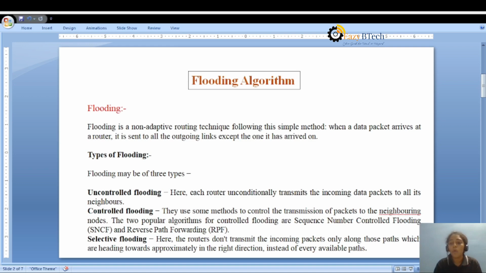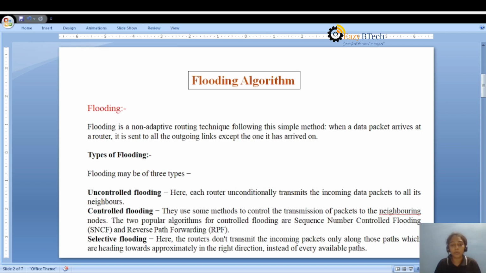Here we use an algorithm, sequence number controlled flooding and reverse path forwarding. By using sequence number controlled flooding we eliminate the duplication of packets. We give a sequence number to each and every packet, so only one packet will be received by a destination.